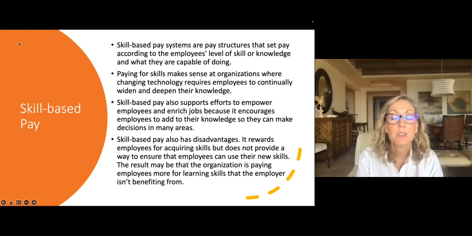It allows us to empower our employees, enrich their jobs, because they're out there increasing their knowledge and ability to make good decisions all the time. That is the advantage of skill-based pay.